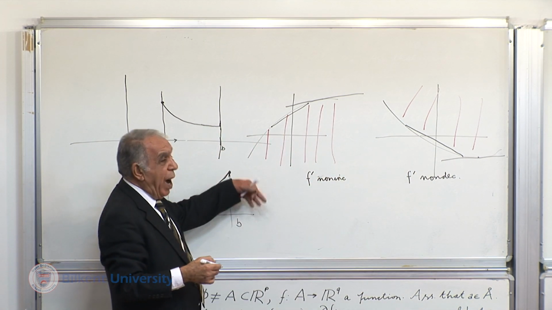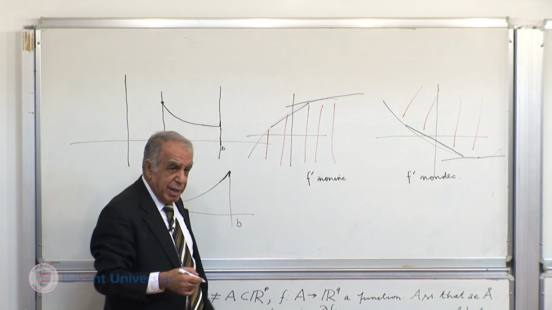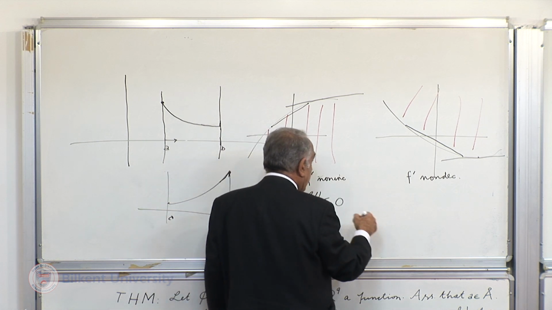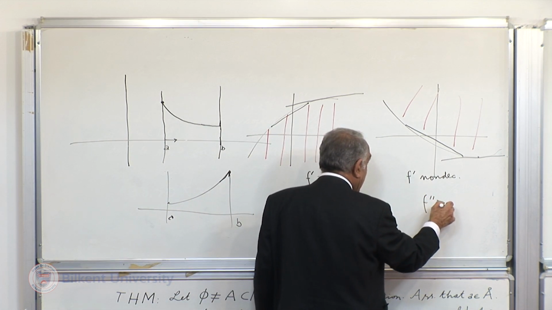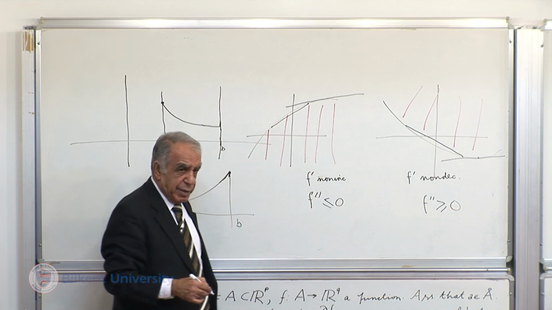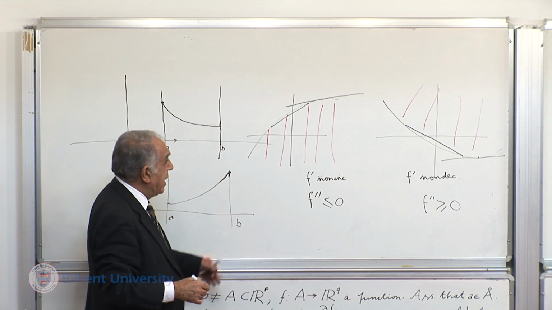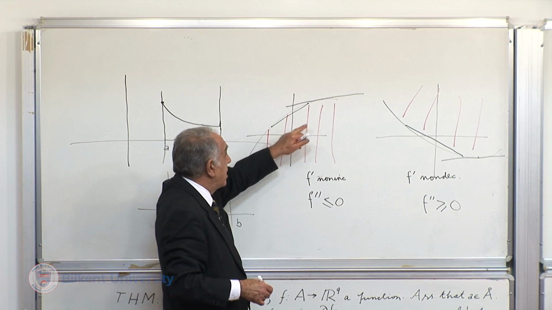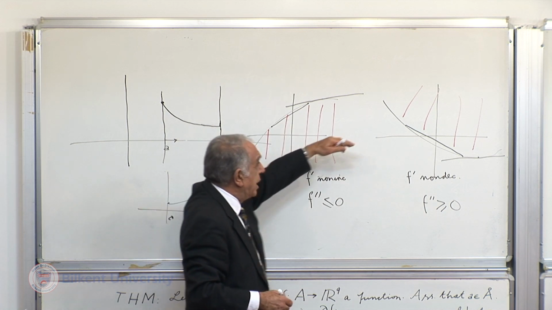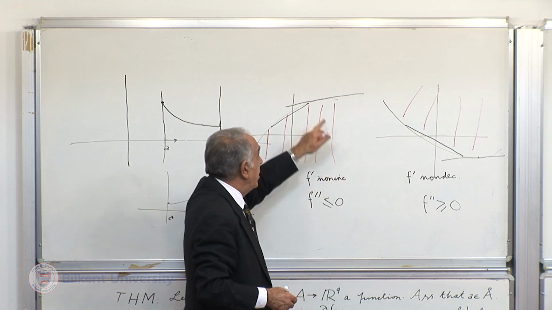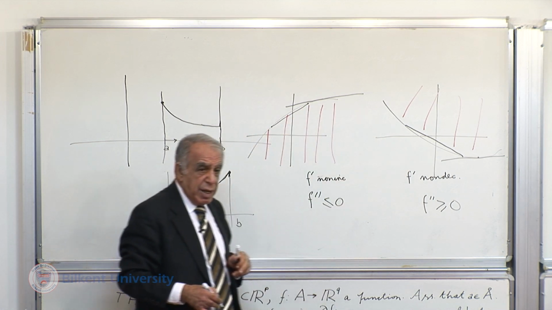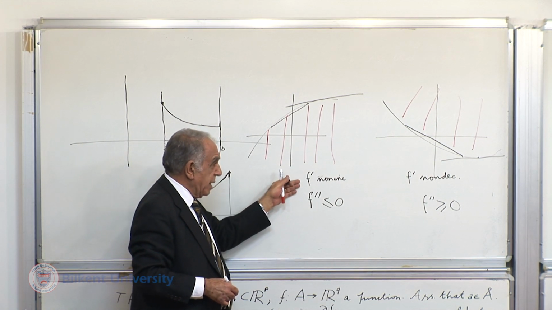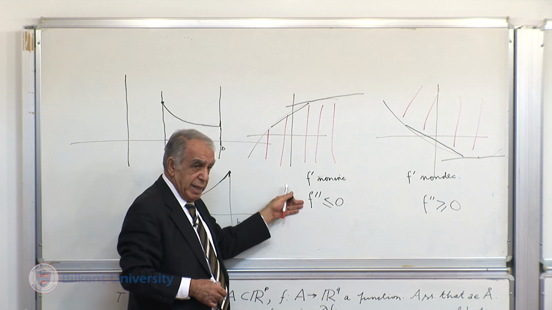But if it's twice differentiable, then f double prime should be less than or equal to 0, and f double prime larger than or equal to 0. So here we have, in terms of secants, in terms of the subgraph and the epigraph, that's 2. Here, the position of the tangent lines, that's 3. F prime non-increasing, non-decreasing, that's 4, and this is 5.